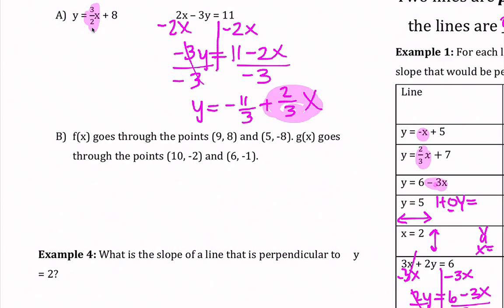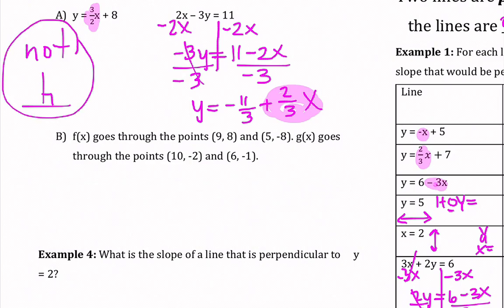So if this is my given slope, this one would have been perpendicular if it was a negative 2 over 3. And I'm just going to draw that symbol for perpendicular. Those are not perpendicular.